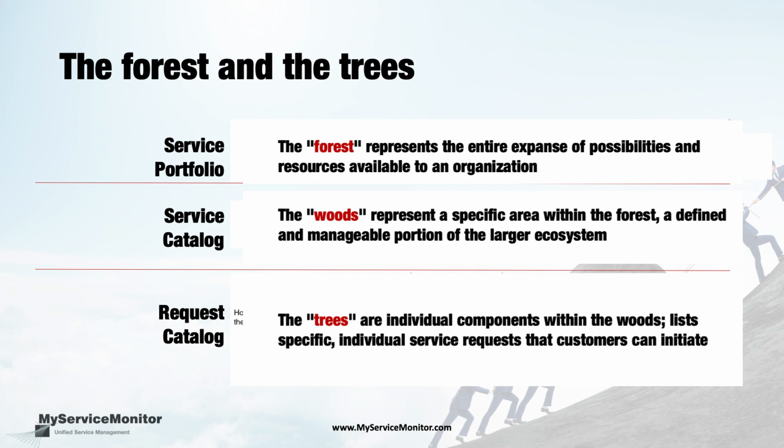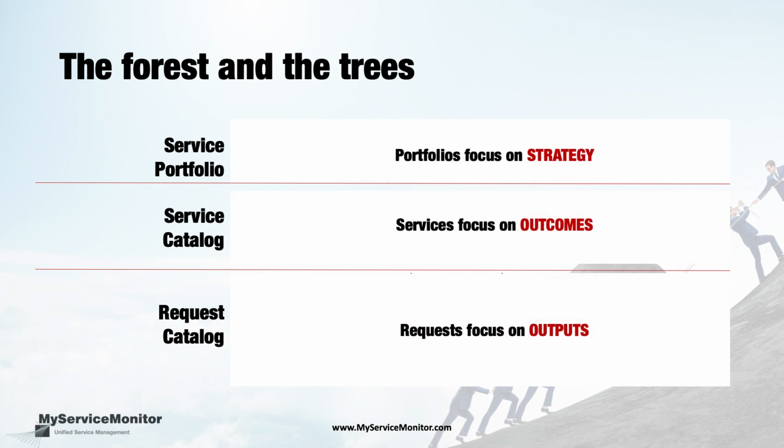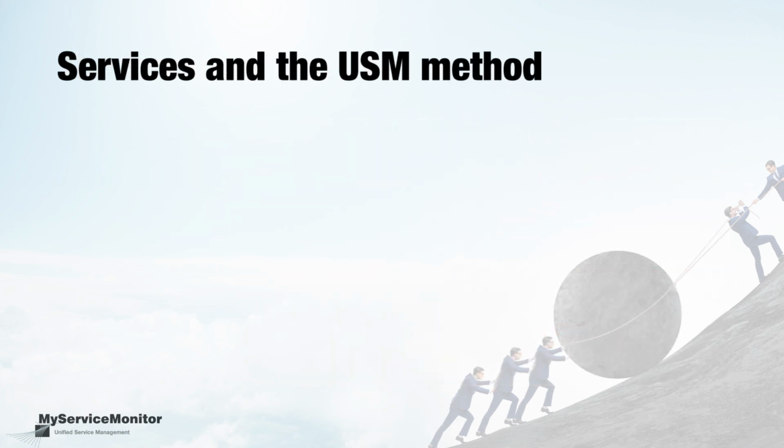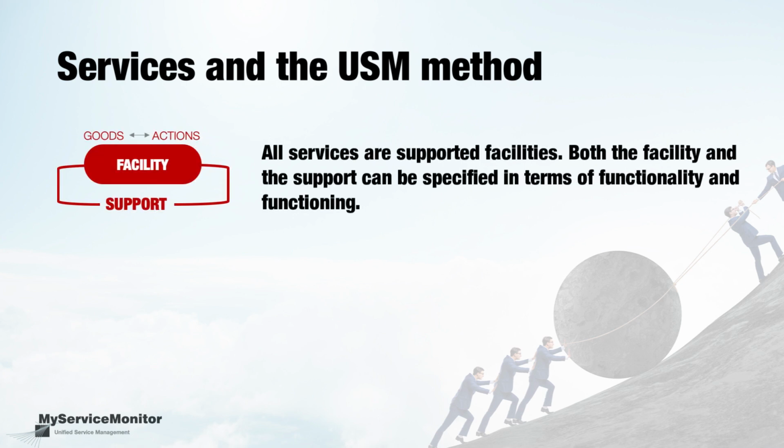And the trees are individual components in the woods. These are operational in nature and represent requests that customers can initiate. So requests focus on outputs. Services focus on successful customer outcomes. And portfolios focus on strategy. Okay, so a service is a supported facility and can be specified by the facility and the support in terms of functionality and functioning. And these production services are supported by operations.